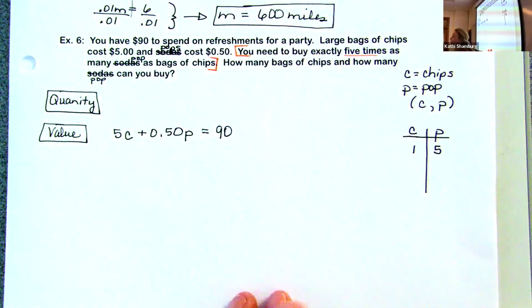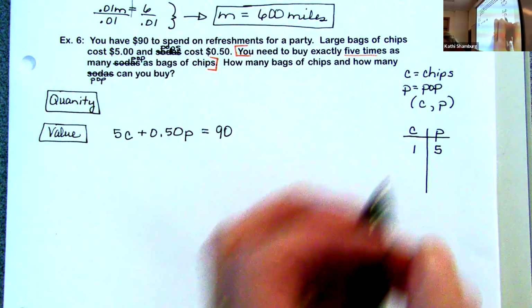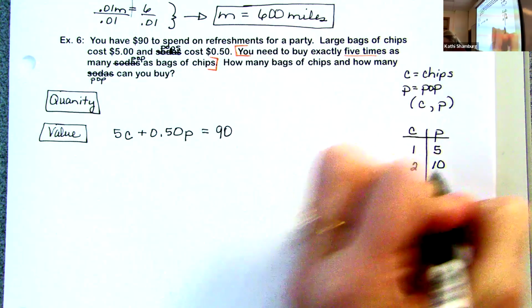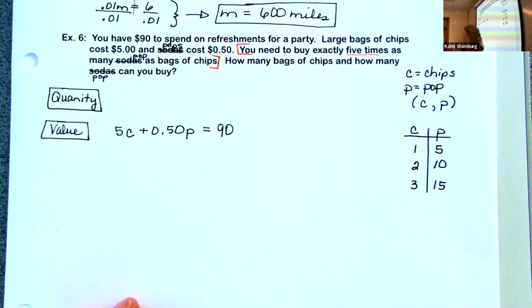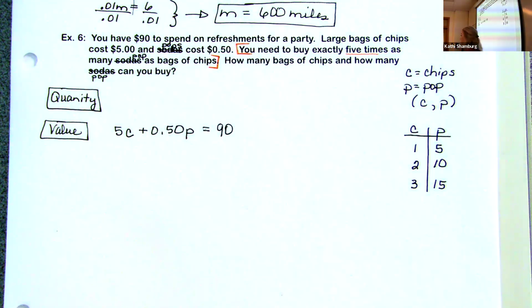Right? Because I need 5 times as many. All right. If I have 2 bags of chips, how many pops do I need? 10. So 3 bags of chips would be 15 pops, right? Okay, so everybody see those ordered pairs.